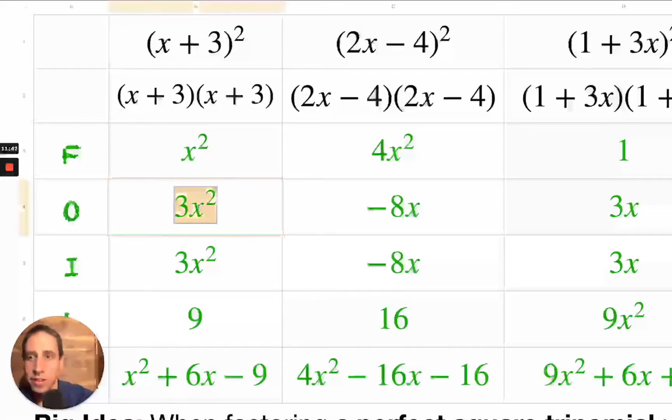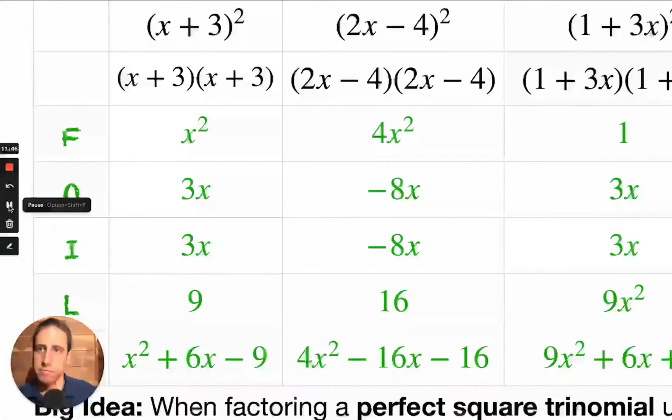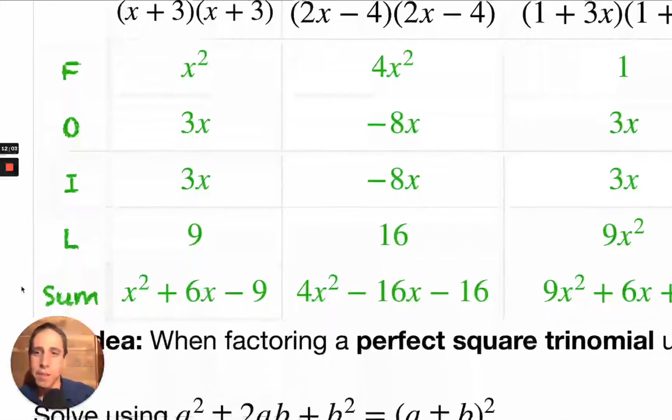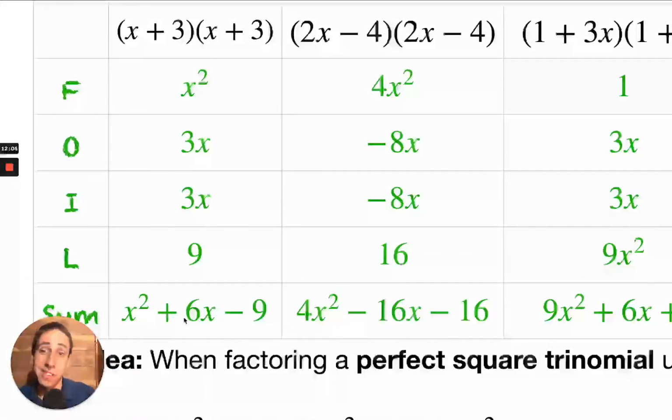All right, I had to fix that. When you multiply the outside terms, you get 3x. When you multiply the inside terms, you get 3x. They're not going to cancel at this point. They're going to be identical. And the last terms are 9. 3 times 3 is 9. So when you add them up, the sum is going to be x squared plus 6x plus 9.